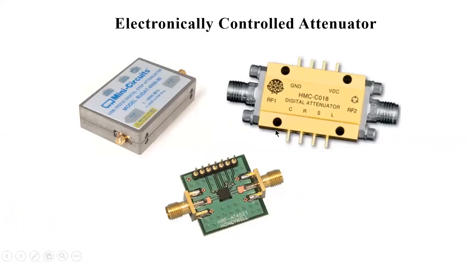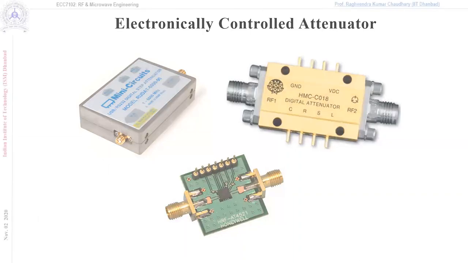Okay, so this is actually what? This is an electronically controlled attenuator. It looks like this. This is the internal circuit. The very famous companies, like Mini-Circuits, are doing these wideband attenuators and all these things. So we can control the attenuation. Fine.